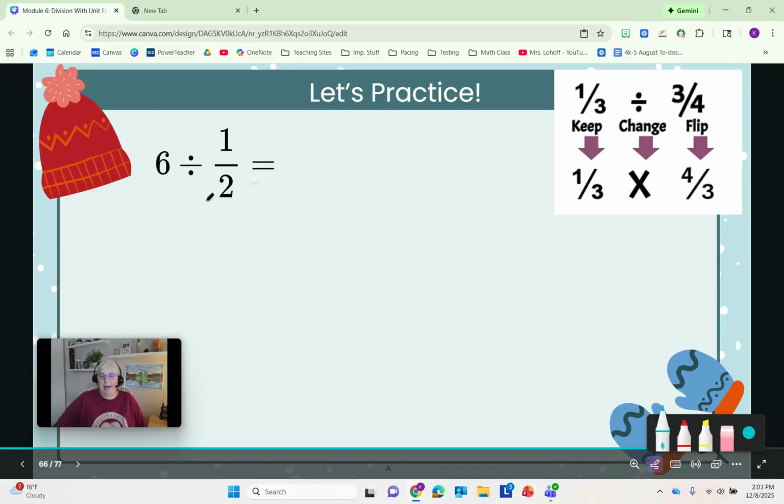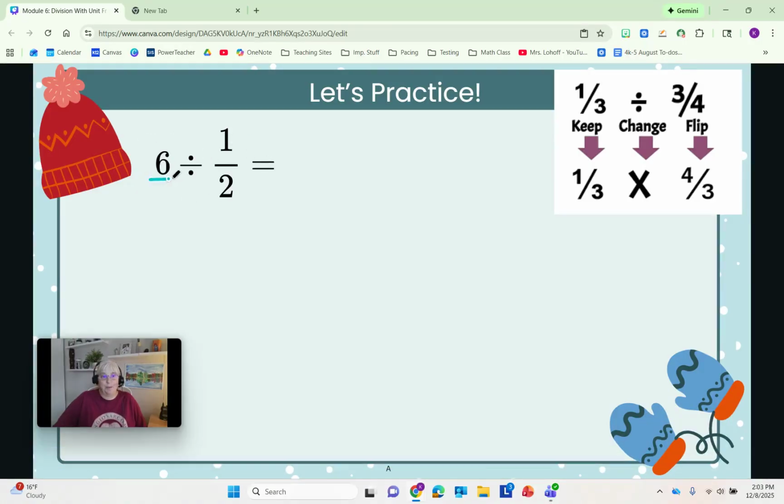6 divided by 1/2. Same process. Just keep doing the same thing. Turn 6 into a fraction. Keep that fraction. Change, divide to multiply. And flip, give me the reciprocal of 1/2. The reciprocal of 1/2 is 2 over 1. Now when we multiply, 6 times 2 is 12. 1 times 1 is 1. A number over 1 is a whole number, 12.